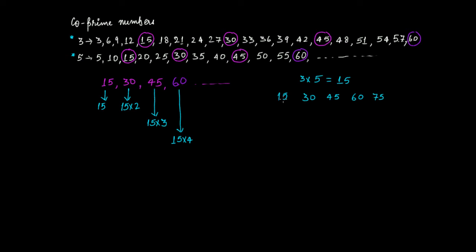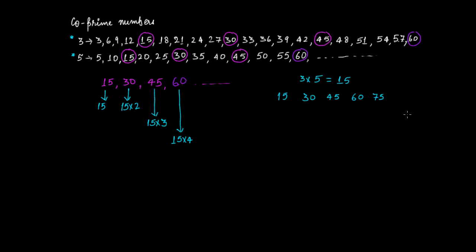And the first one was 15, the next one will be twice of 15, the next one will be thrice of 15, the next one will be 4 times of 15, and the next one will be 5 times of 15, the next one will be 6 times, the next one will be 7 times, the next one will be 8 times, and so on. So what's the point here?